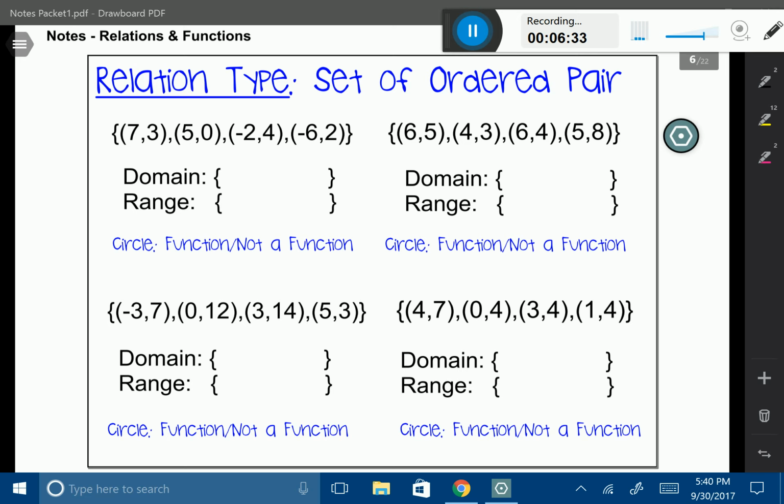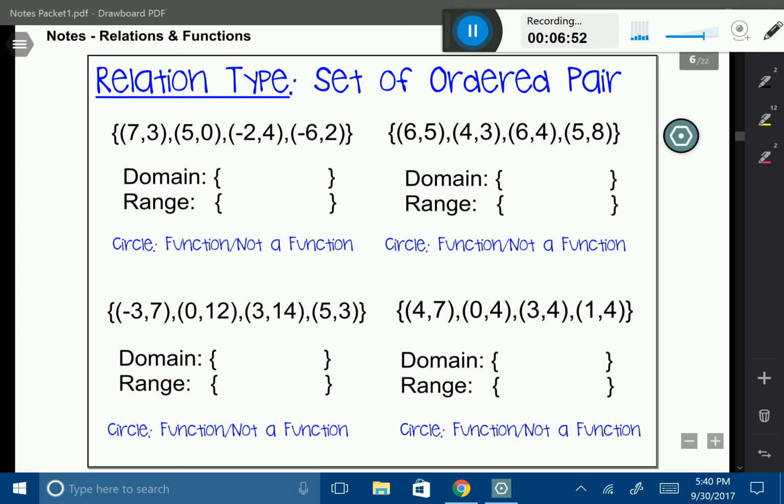Sometimes you can have more than that. You can even have less than that. As long as you have more than one, that creates a set. So what I want to do here is I first want to go through and determine what is my domain and what is my range. And then I want to determine, is this a function or not? So let's go ahead and look at the first one.